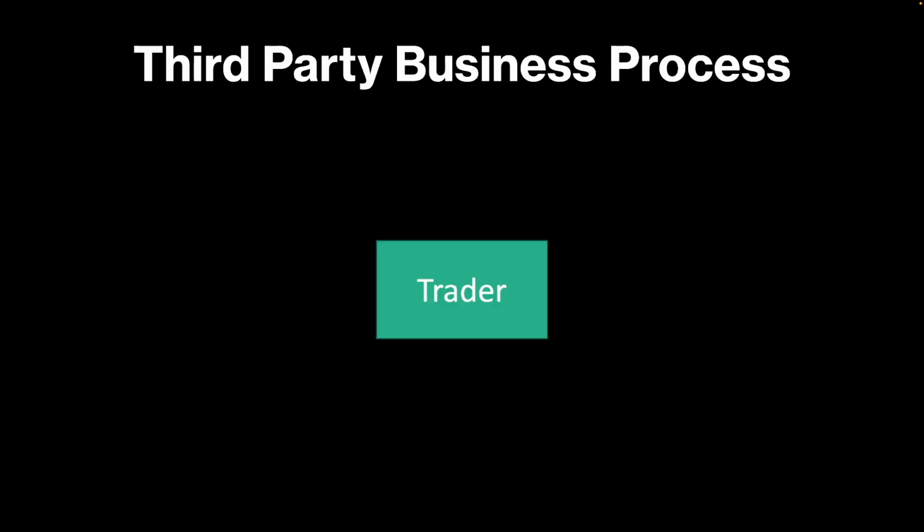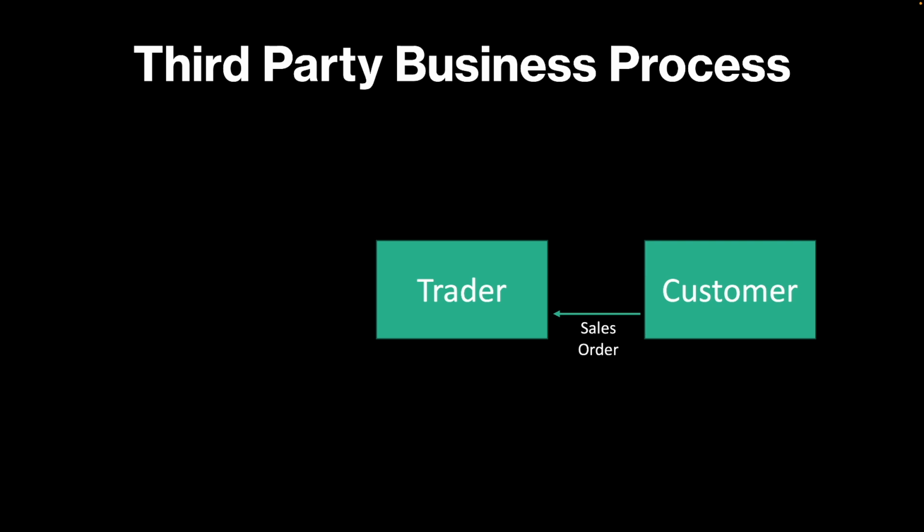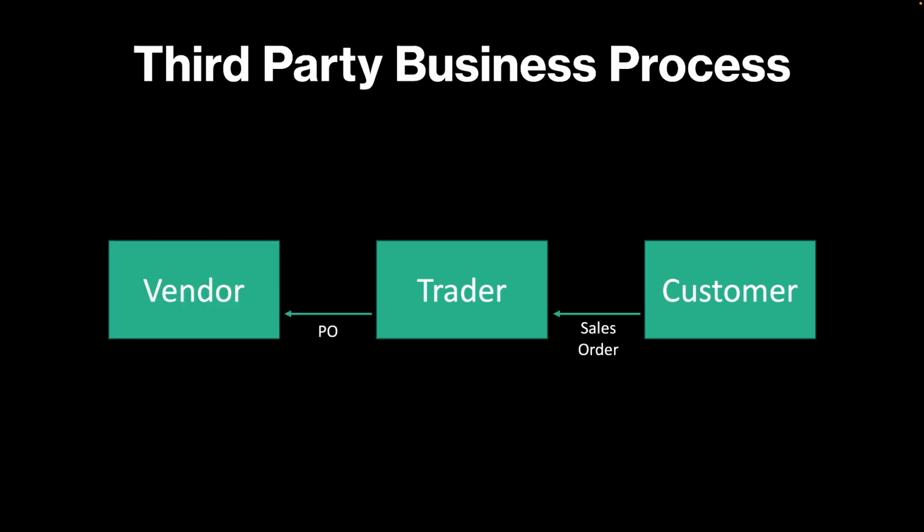So let's say that you are a trader. You receive a sales order from your customer. Now since you're a trader, you will not be manufacturing the goods. You will be simply placing a purchase order on your vendor. The vendor will supply you the material, and the same material you will be supplying to your customer. So in this kind of an arrangement, you will have to keep this material in your warehouse, in your inventory, and then you will have to arrange for the transportation of this material from your warehouse to the customer warehouse.